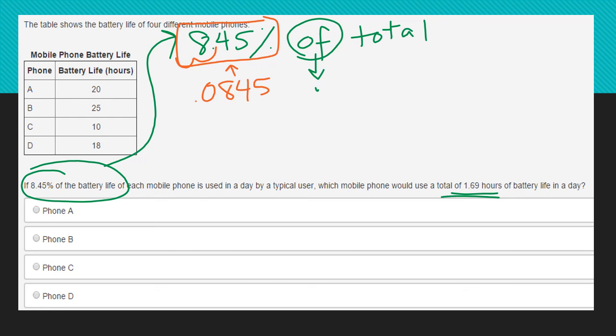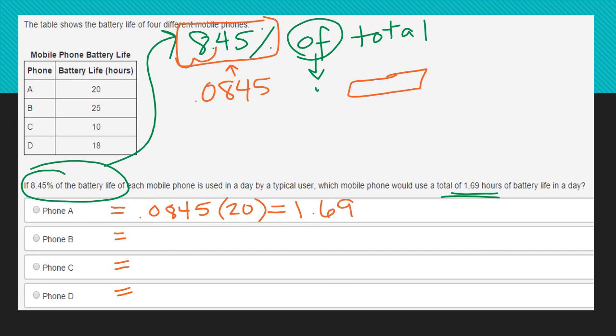Okay, now to do this problem, we have to actually figure out our total. Well, each cell phone has a different total. So what you're going to want to do here, and I'm going to write it under each of these for organization, is multiply to see what we get. So if we take phone A and we take our percentage, we multiply that by our total for phone A, which is 20. And if we do that, 0.0845 times 20 gives us 1.69.